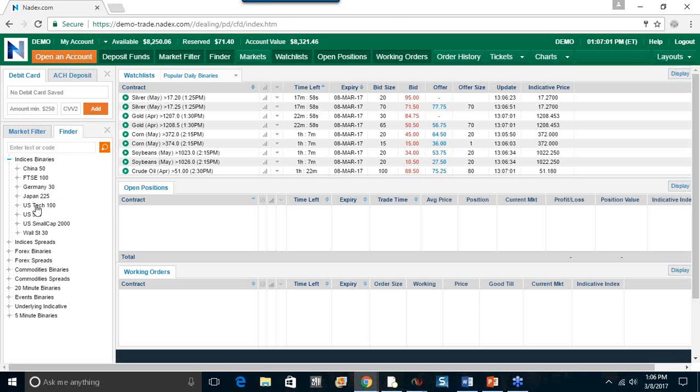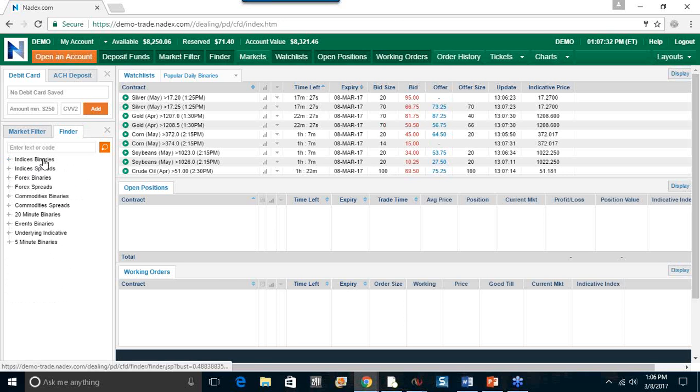You'll see we've got some overseas stock indexes we could trade. We've got the China 50, the FTSE 100, which is the London Stock Exchange, the FDAX, which is the German exchange, and the Nikkei, the Japanese exchange. Then these bottom 4 here are U.S. stock indices: the U.S. Tech 100, that's the Nasdaq; the U.S. 500, which is the S&P; the U.S. Small Cap, which is the Russell; and the Wall Street 30, which is the mini Dow Jones. Today we're talking mainly about trading the U.S. morning open, and those are the 4 different stock indices that you can trade in the U.S. open. And you've got not only binaries, but spreads as well.